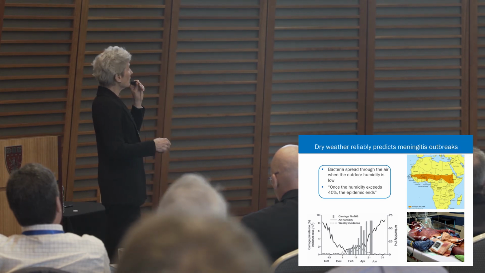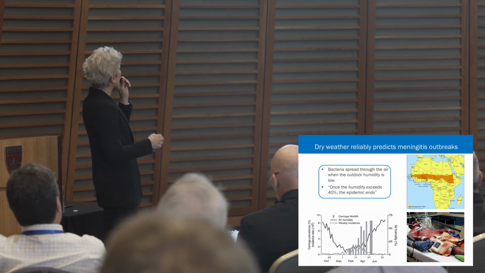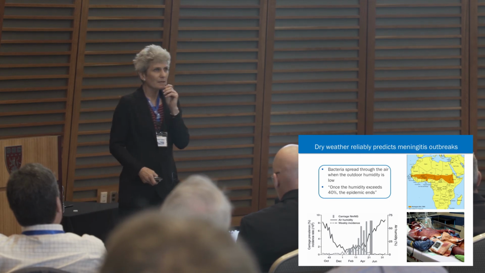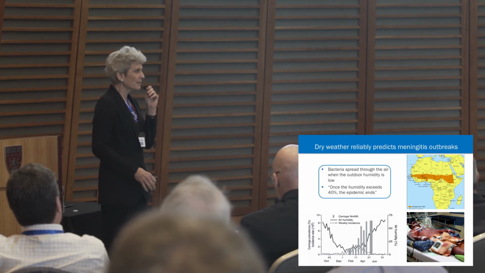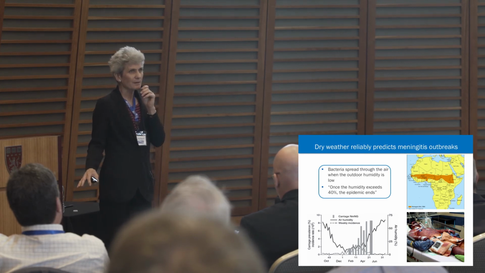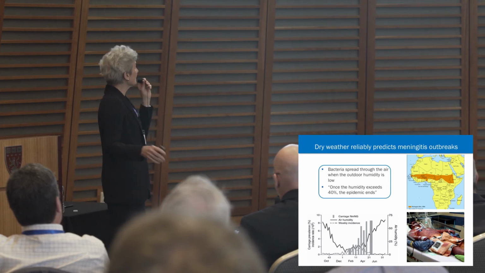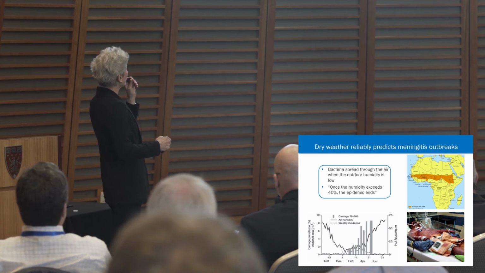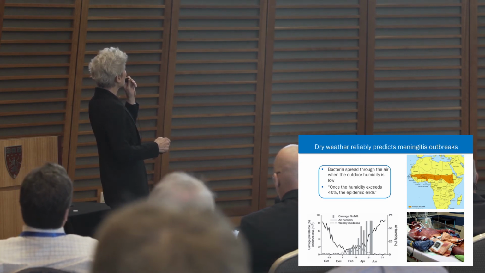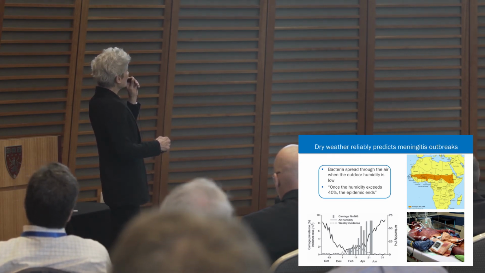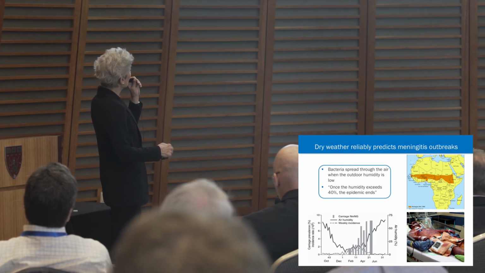And this is not a good disease. This is a really bad disease. The literature says once the outdoor humidity reaches 40%, the epidemic stops. I didn't write that. That's in the extensive amount of literature about this. And this graph just shows that as the air becomes dry, as the humidity falls, the disease rate goes up.